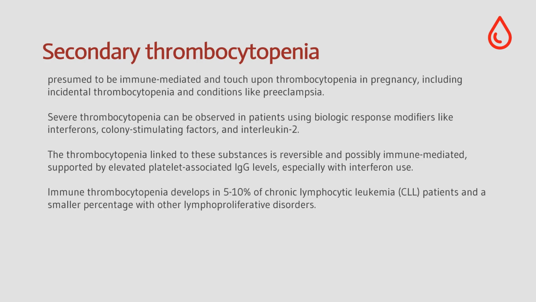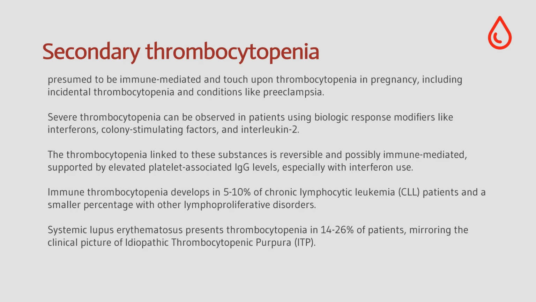use. Immune thrombocytopenia develops in 5 to 10% of chronic lymphocytic leukemia, CLL, patients and a smaller percentage with other lymphoproliferative disorders. Systemic lupus erythematosus presents thrombocytopenia in 14 to 26% of patients, mirroring the clinical picture of idiopathic thrombocytopenic purpura, ITP. Parasitic infections, particularly malaria, are known to induce thrombocytopenia.